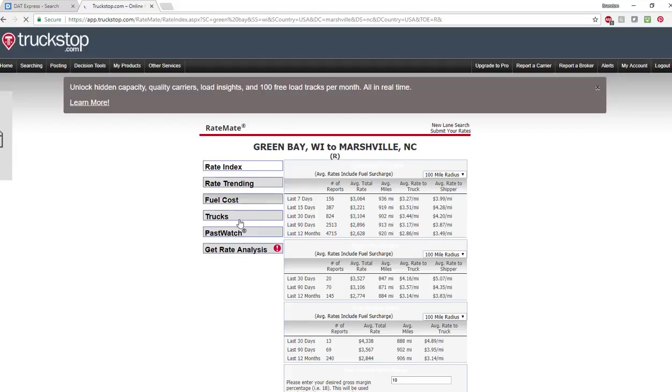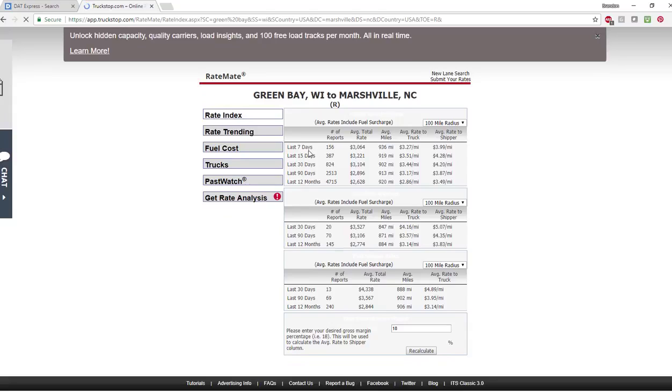Anytime we're dealing with average or median rates, that means there are a number of loads that move in that particular lane for higher than this cost, and there are a number that move lower than this cost. So we cannot depend solely on this when we are establishing a rate, but it's going to give us a starting point. As you can see here, it shows me this particular lane, Green Bay, Wisconsin to Marshville, North Carolina, for the last 7 days, 15 days, 30 days, and so forth. I would take a look at this in order to have a starting point for establishing my rate.